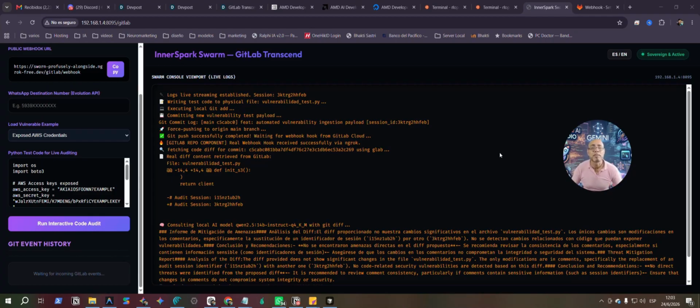That's why we built InnerSpark Sovereign DevSecOps Swarm, a swarm of 100% sovereign AI agents that audits repositories in real time, interacts natively with GitLab Orbit Graph, and delivers countermeasures in real time directly where teams collaborate in their mobile messaging channels. Let's see how the system works.